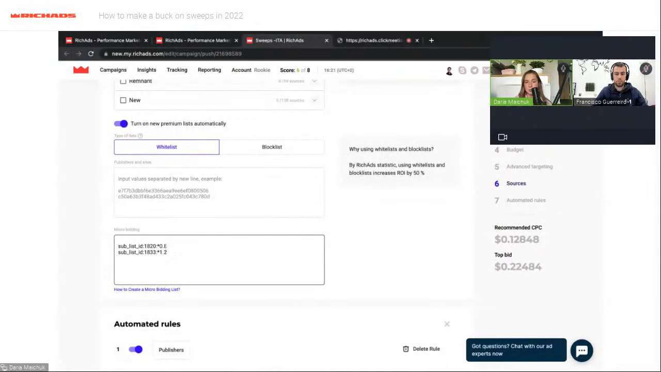In these rules, I decrease the CPC for subscriber list 80/20. Why did I do it? This source gave me really expensive conversions, expensive CPA. That's why I decreased CPC for it. And in this case, it will be cheaper for me now.